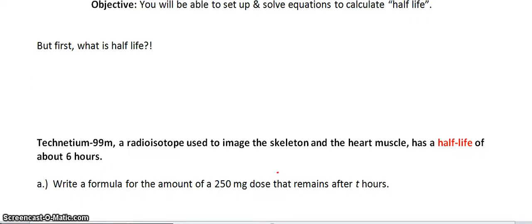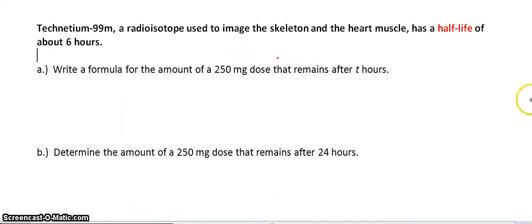Okay, so this is a medical/scientific example, so I'm going to do the best I can to unpack this, but really we're going to focus on the math. So in terms of science, I'll explain what I can, but go ahead and ask your science teacher if you have follow-up questions. So this element, technetium-99m, is a radioisotope used to image the skeleton and heart muscle. It has a half-life of about 6 hours.